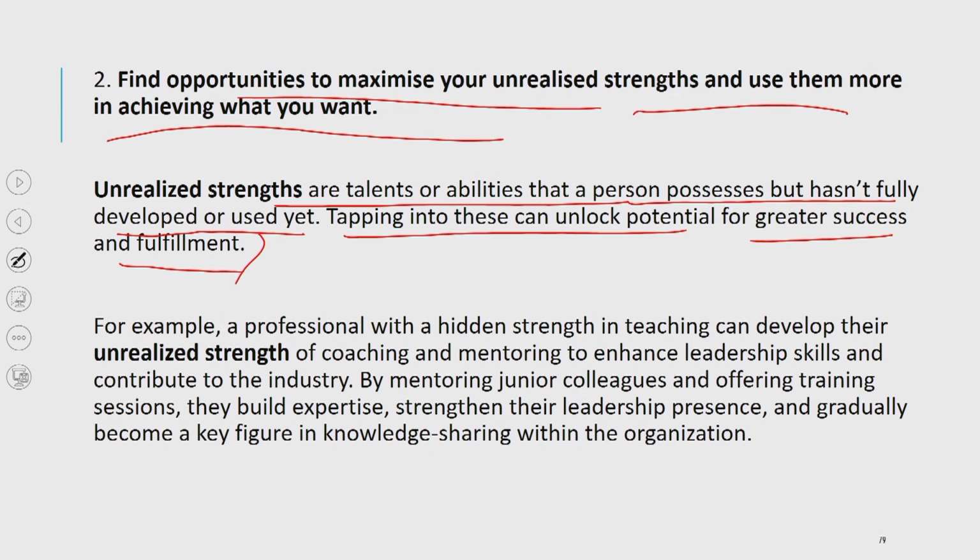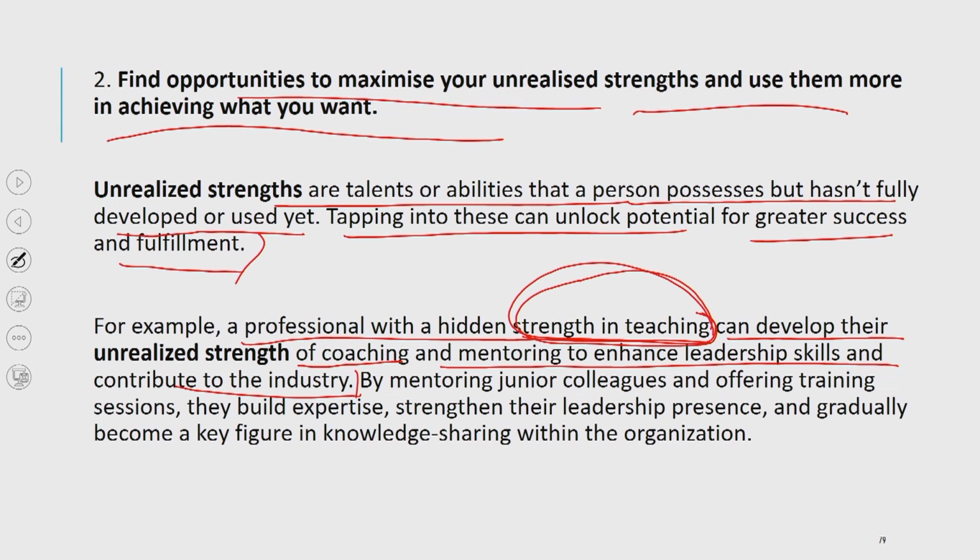We can give an example. Let's say a professional with hidden strength in teaching, maybe a corporate professional, whatever it is. Let's say they have some unrealized strength of teaching. Now this is not something they are directly involved in, but maybe they have a strength in teaching people and explaining things. This is a professional person, but he has an unrealized strength of teaching. He can develop this unrealized strength because he or she can use it in coaching and mentoring to enhance leadership skills and contribute to the industry.